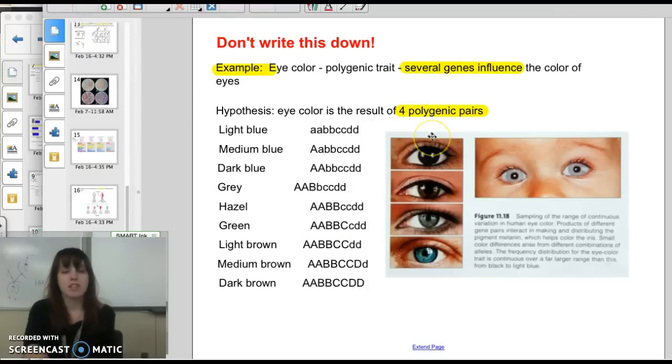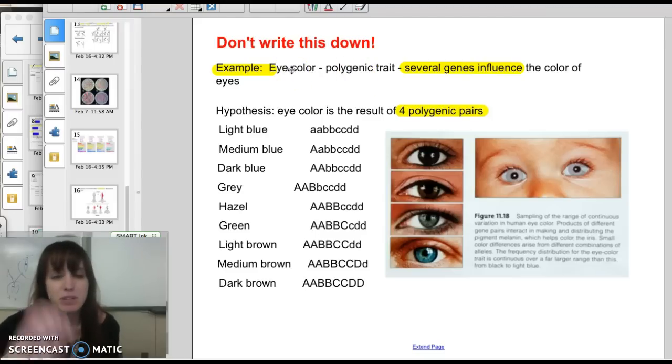So let's see this in action here. So don't write this down, but eye color is an example of a polygenic trait, meaning that there are several genes that influence the color of the eyes. Okay, so for instance, look at all the different possible genotypes for eye color, which is why we have a range of different phenotypes for eye color. There are, in this case, 4 genes that control the trait for eye color.